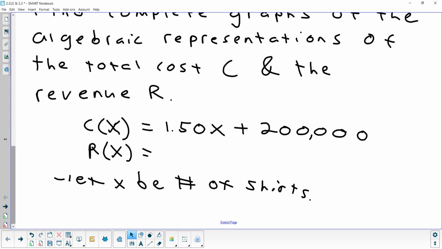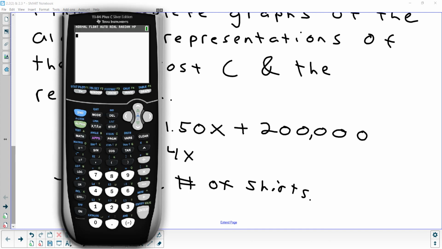And Matt, what was our revenue? What did we sell the shirt for? $4. So the revenue is the number of shirts that you sell times 4. And here are the two equations we want to graph. Now, Abigail, in this 1.5x plus 200,000, this 200,000 is almost like y equals mx plus b. What would you call the 200,000? It's your what in the graph? Yeah, it's the y-intercept. So we're going to go way up above 200,000. Let's set our window in a second. Let's type this in.